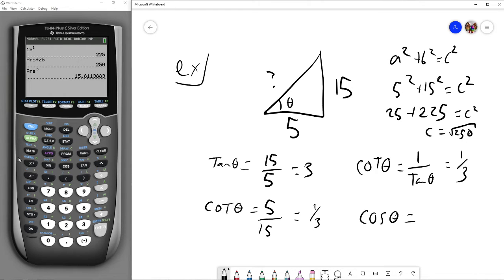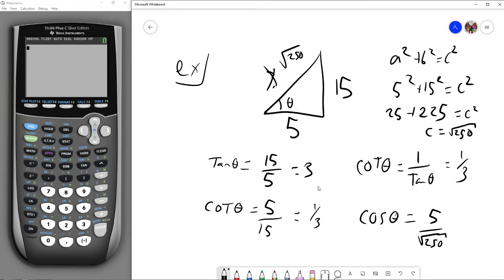I'm not going to use that decimal value. You don't want to use the decimal value because in general you want to find the exact value. If you use just 15.8, you're really rounding, and we don't like rounding. So to avoid that, we're going to use square root 250. So cosine theta is 5 divided by square root 250.